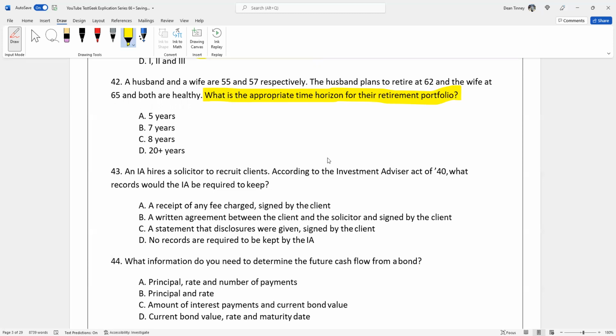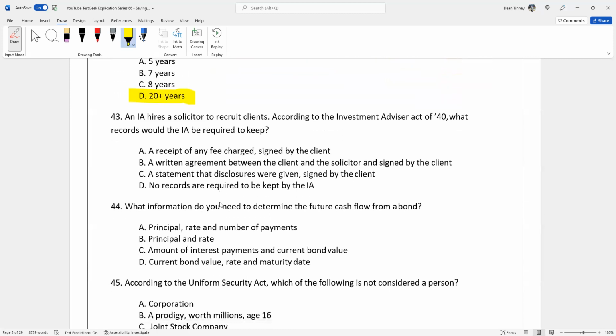But this is really important. Sometimes you might want to read the last sentence first, just to see what this is about. I could very easily miss this, thinking I'm being asked about their time horizon to retirement. That's not the question. The question is the time horizon for the portfolio we're going to create for them. And we would expect them to be living, breathing human beings walking planet Earth for 20 plus years, right, according to the actuarial tables. So the answer to 42 is D.